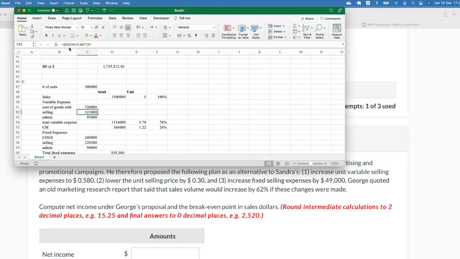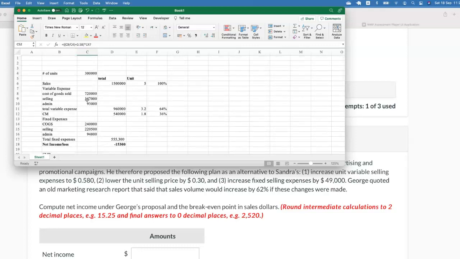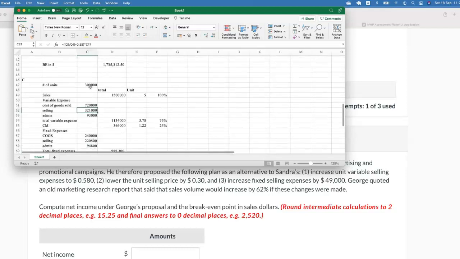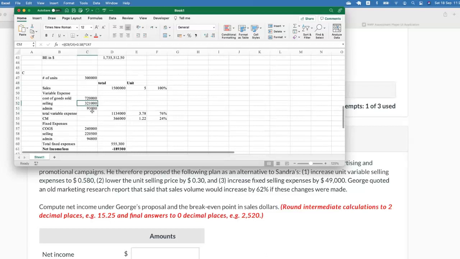Here is it clear? So here I divided the initial total variable selling expense by the number of units to get the unit. And then I added 0.58 to that unit, and then I multiplied it again with the number of units. So you got the new total variable selling expense. So what did that do now to your variable cost ratio and your total variable cost change?